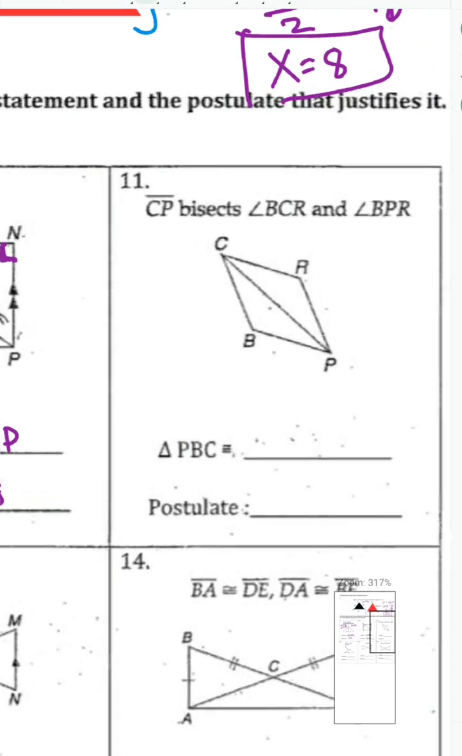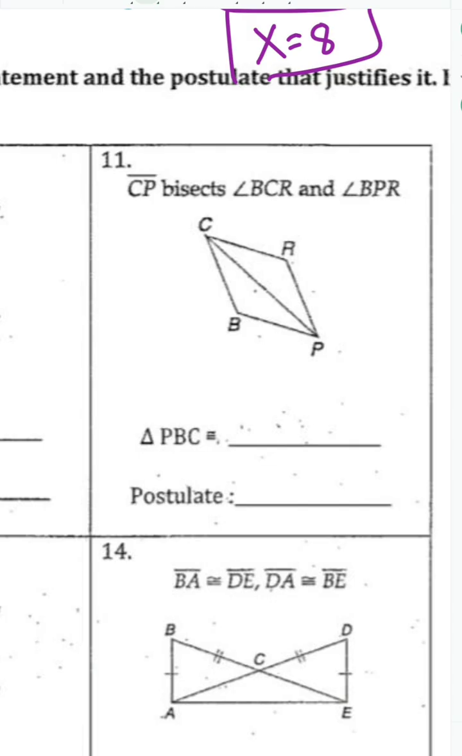Then number 11, CP bisects angle BCR. Okay, so this is BCR and angle BPR. They share a common side, so we have two triangles. This one, CP is congruent to CP, common side or reflexive property of congruence. PBC.